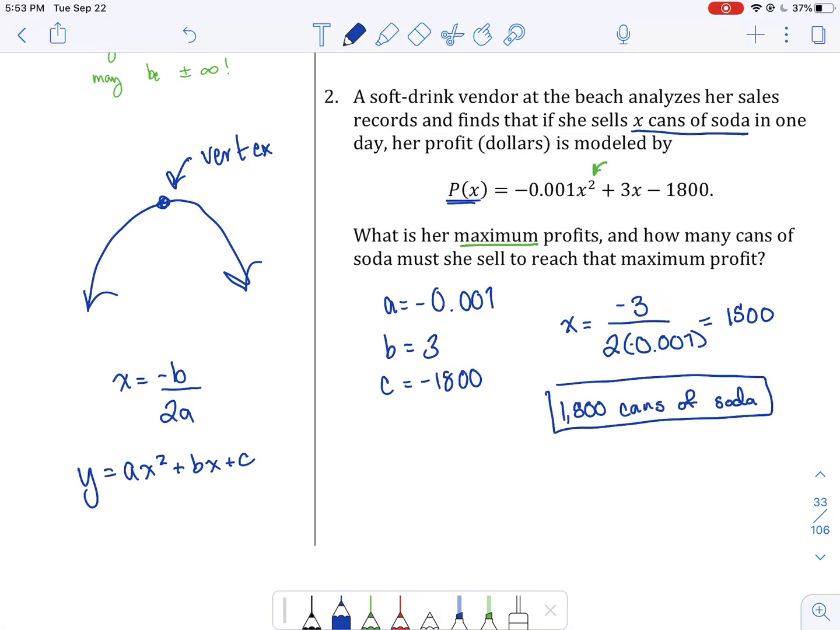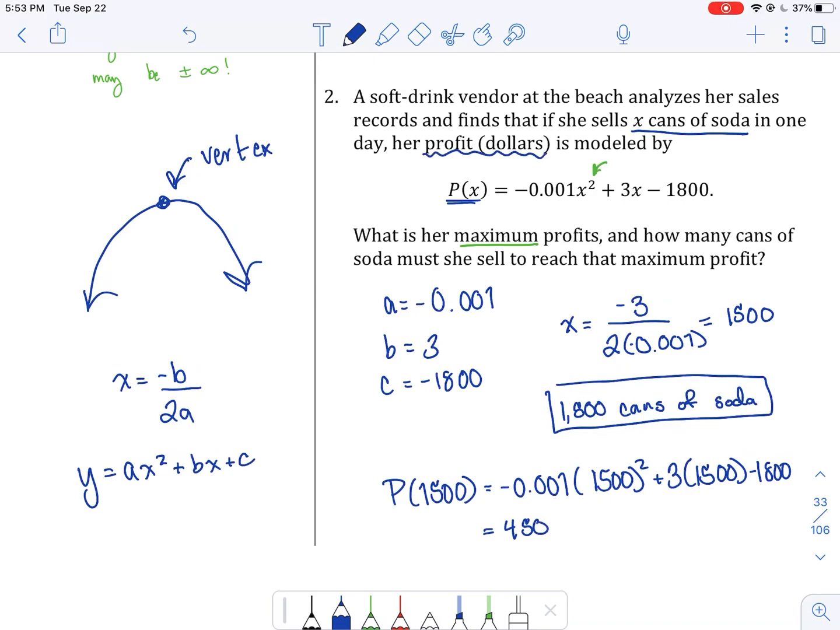Now the question becomes, what is that maximum profit? Because we want to know the P of x. That means we want to know what P of 1,500 is. And we can plug that into our formula. Negative 0.001 times 1,500 squared plus 3 times 1,500 minus 1,800, and that would give us 450. And we know that this profit is measured in dollars. So $450 is her maximum profit for the day.